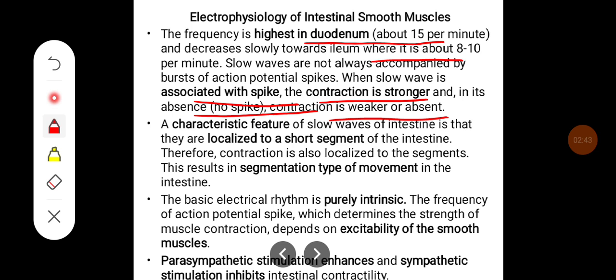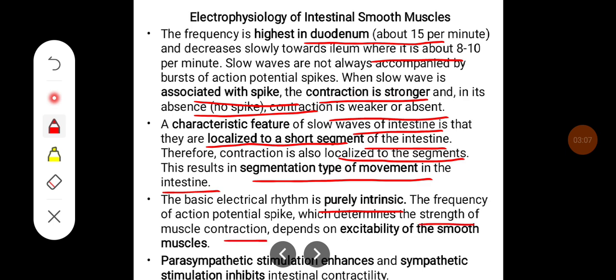A characteristic feature of slow waves of intestine is that they are localized to a short segment of intestine. Therefore, contraction is also localized to the segments. This results in segmentation type of movement in the intestine. The basal electrical rhythm is purely intrinsic. The frequency of action potential spike, which determines the strength of muscle contraction, depends on excitability of the smooth muscles. Parasympathetic stimulation enhances and sympathetic stimulation inhibits the intestinal motility.